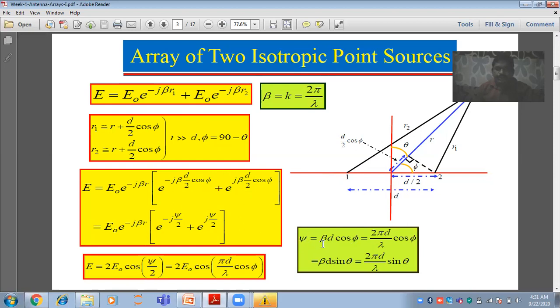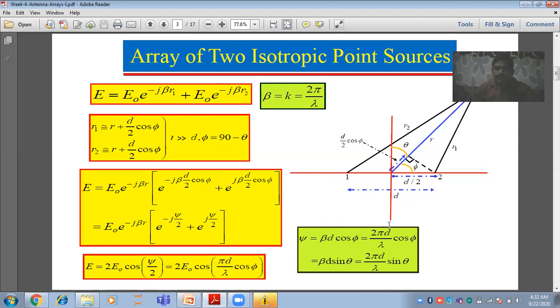So let us see, here also it is written beta d cos phi. What is beta? Phase shift constant, that is 2 pi by lambda. And d is nothing but the distance of separation between these two antennas. Antenna 1 and antenna 2 are separated by this distance, d meters. So 2 pi by lambda into d into cos phi. Therefore this is the phase difference between these two antennas represented by psi, that is equal to beta d cos phi, which is equal to 2 pi d by lambda cos phi.